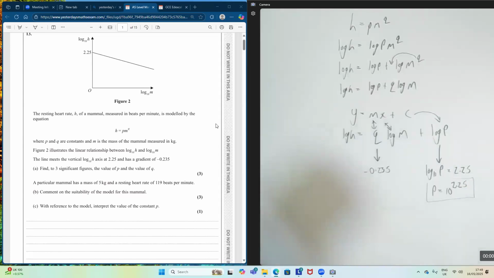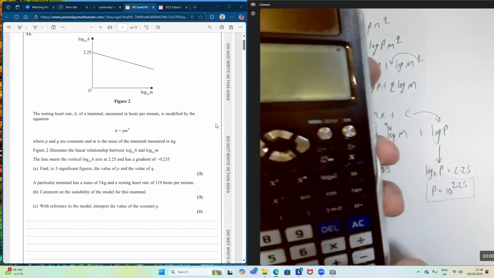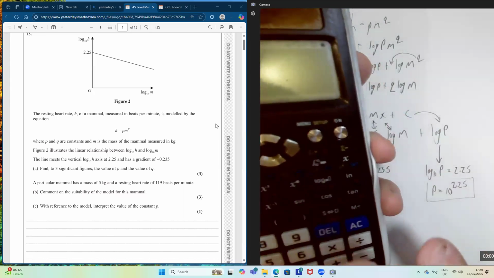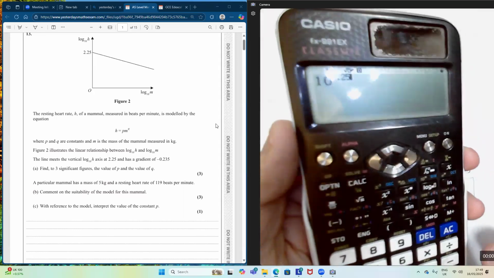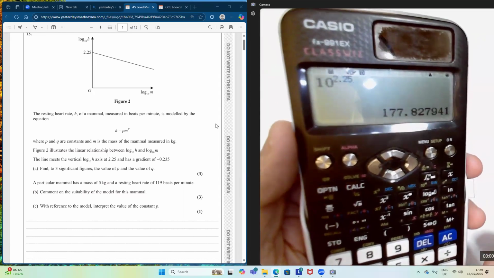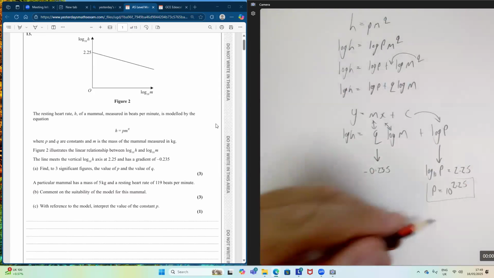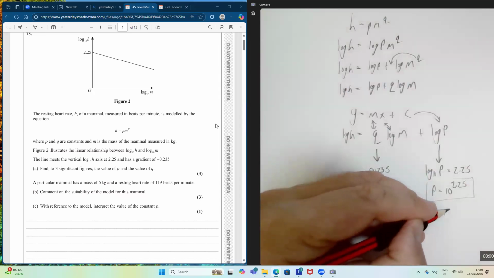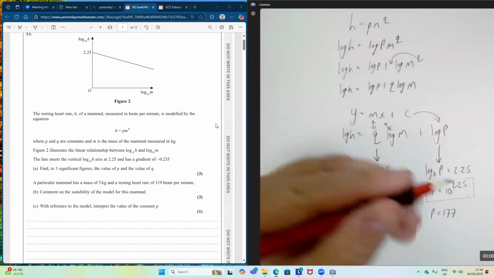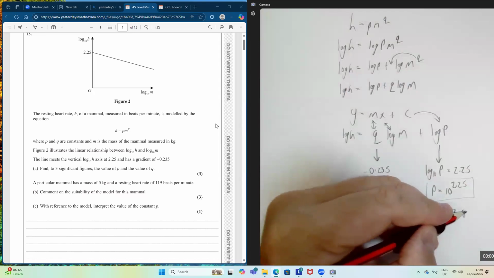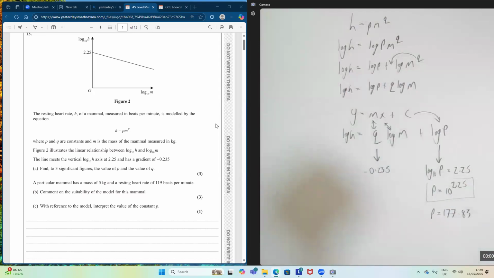I'm going to just get my calculator here. So 10 to the power of 2.25 gives me 177.82. So P is equal to 177.83. That would be if I was to round it to 2 decimal places. Now, the question asks us for the values to 3 significant figures.